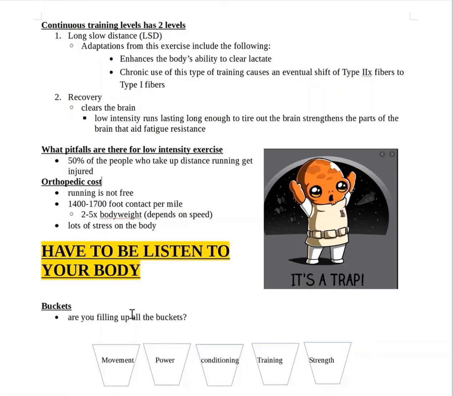Probably the most important thing, it's one of the reasons why I highlighted it, bolded it, underlined it. If I could have more arrows pointing at it, I would. You have to listen to your body.